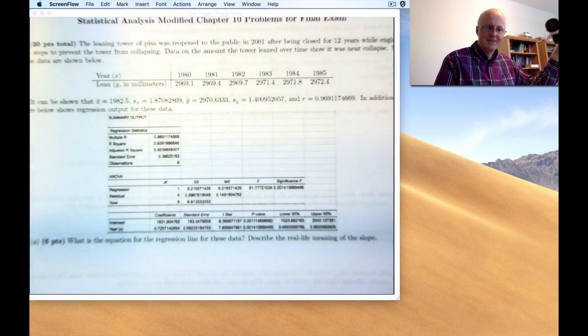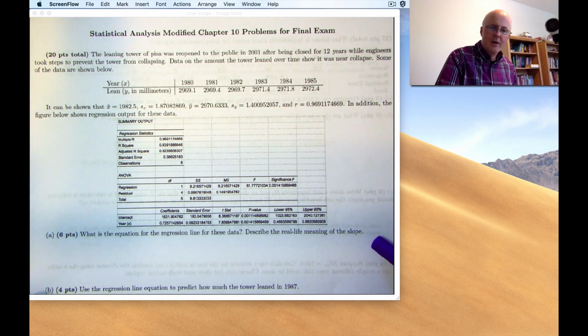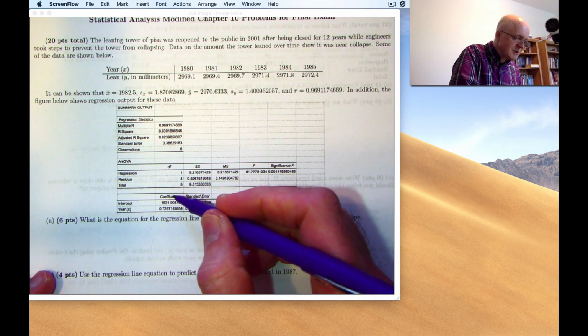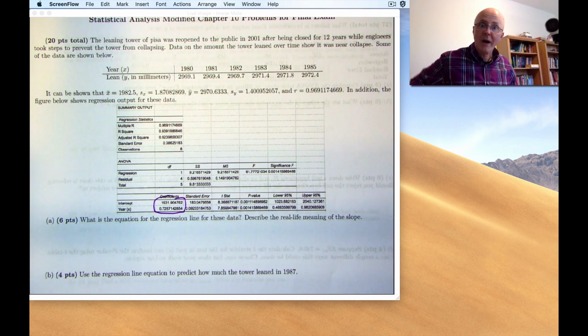The first question says, here part A, what is the equation of the regression line for these data? And describe the real-life meaning of the slope. We want to interpret the slope, which does mean you want to think about units for the slope. Okay, this is an appropriate kind of thing to do. This is not really statistical inference at this point. We are going to use statistical inference later in the problem, even though it's not really an ideal situation for that. So as far as answering this question, definitely the best way to go, if you got this spreadsheet output, is to use these numbers right here. That's going to be the quickest way to get the answer.